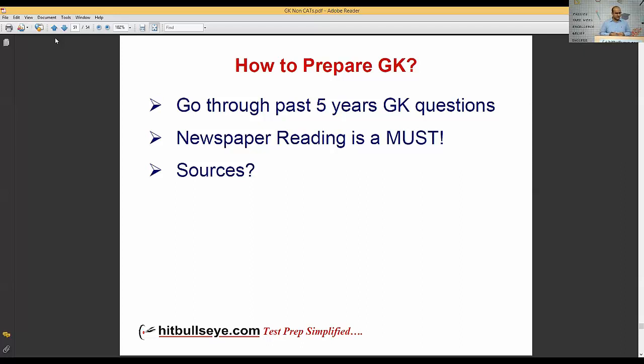As far as the newspaper is concerned, The Hindu, Indian Express, Economic Times, any one of these are fine. Times of India, not suitable for exams. Hindustan Times, not suitable for exams, right?